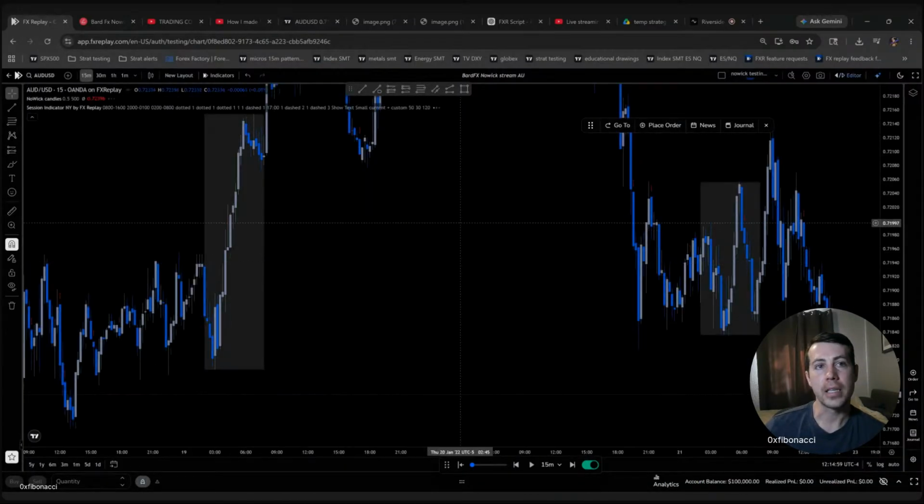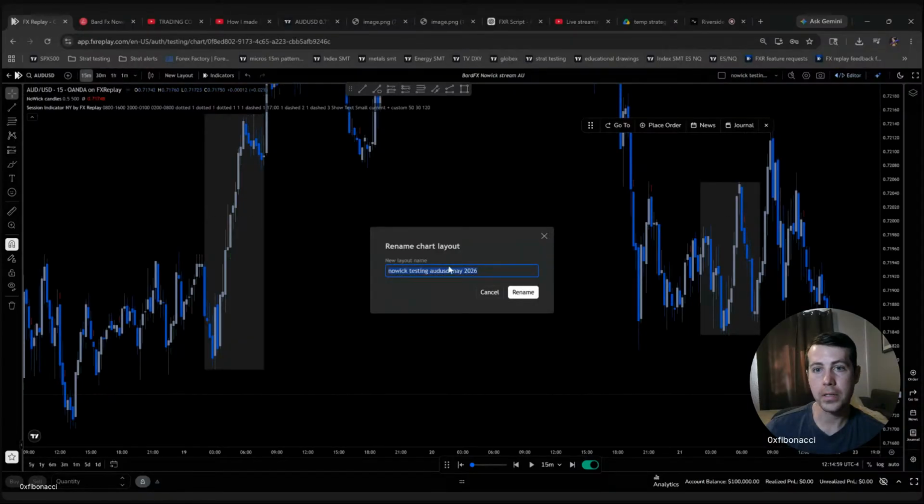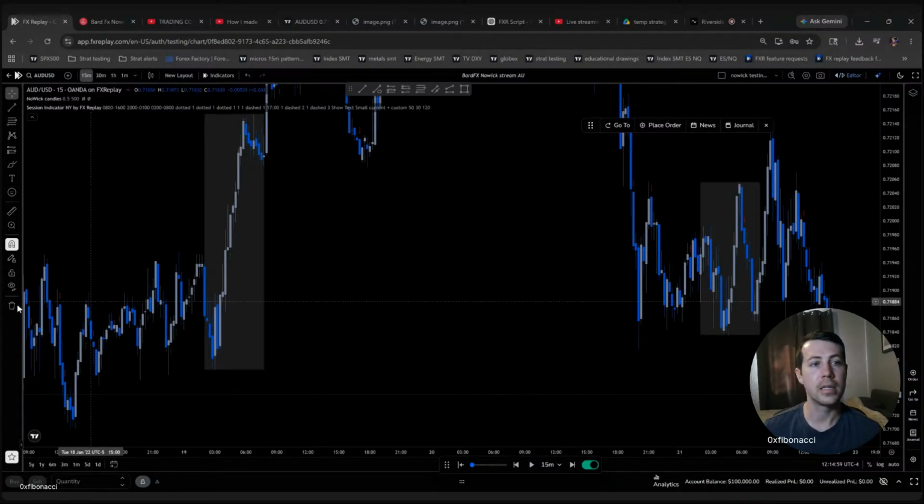And I'll show you guys the indicators that I have set up with this. I'll create a new layout first and foremost. I always like to make a new layout for every backtest I do. So this is stream, rename it. We'll delete all of our previous drawing tools.